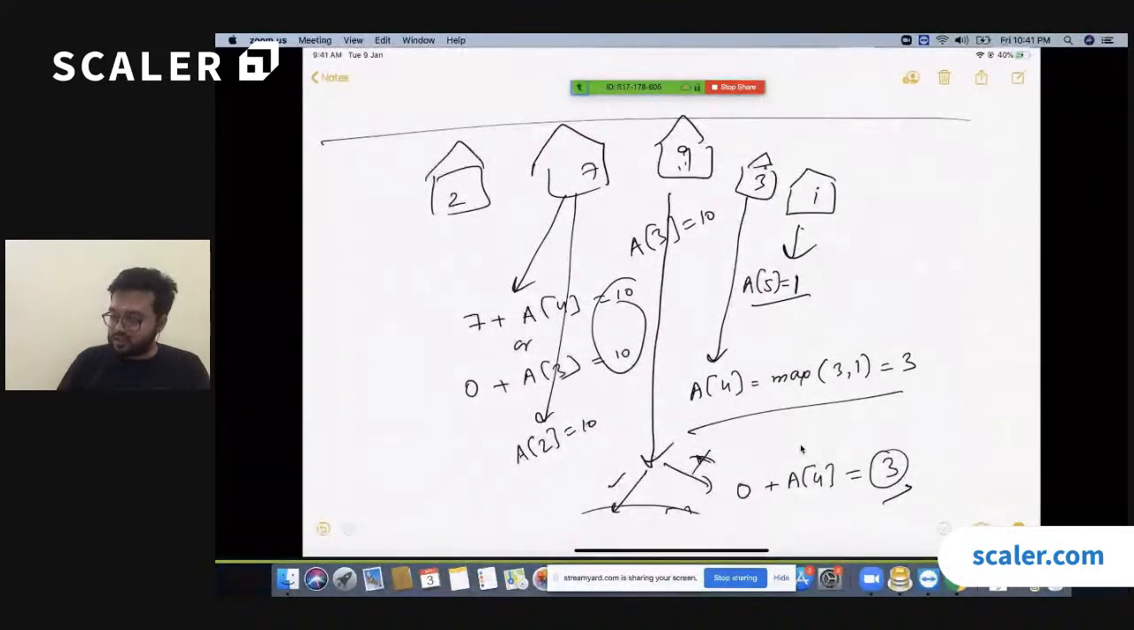Now you are left with this one. You again have 2 choices, either to loot it or not loot it. If you loot it, you get 2 coins just because you are looting it.